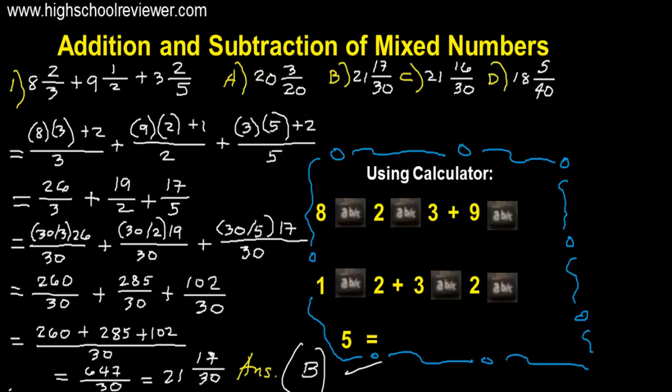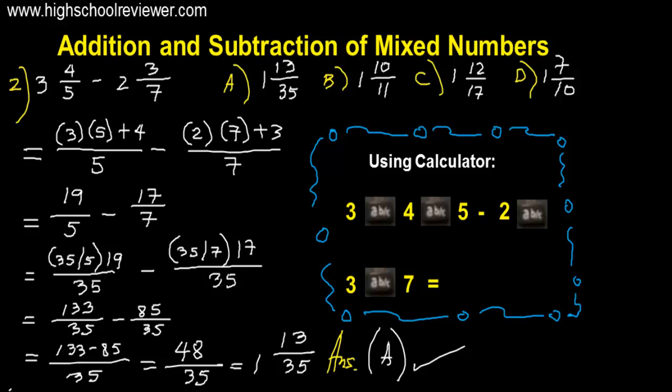And for the numerator, that will be 647 minus the product of 21 and 30. So our final answer here is 21 and 17/30. That is letter B. And using your calculator for the shortcut, just press the number 8, the fraction key, number 2, fraction key 3 plus 9, fraction key 1, fraction key 2 plus 3, the fraction key 2, fraction key 5, and the equal sign.